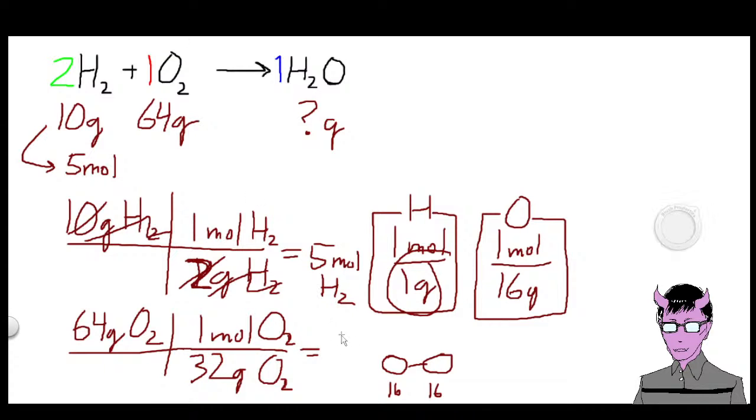Once you have that number down, straightforward maths, cancel, cancel, divide by 32, divide by 32. 2 moles worth of diatomic oxygen.